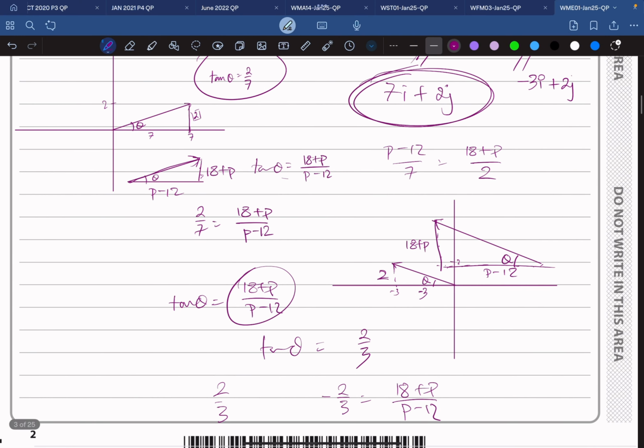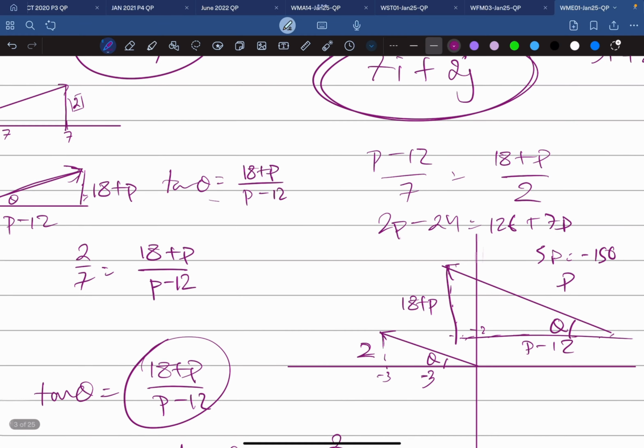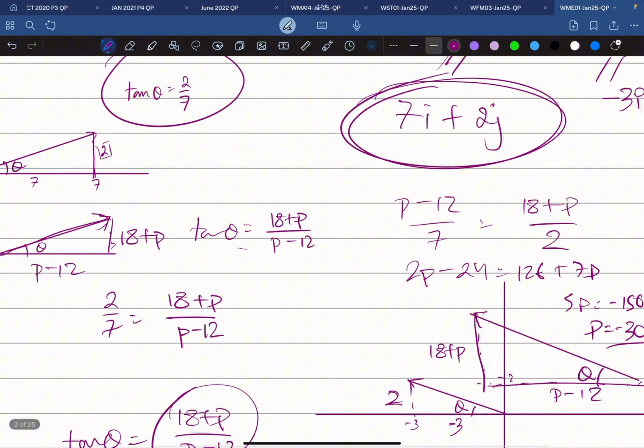Let's just go back to our question right here, and the value for p, if we just calculate real quick, first of all, let's just bring this here. 2p minus 24, that's going to be equal to 7 times 18. 7 times 18 is going to be 126. 126 plus 7p, and we have 5p, that is equal to minus 126 minus 24, that is, wait a sec, minus 150, and p is just going to be minus 30. Okay, that is our answer.